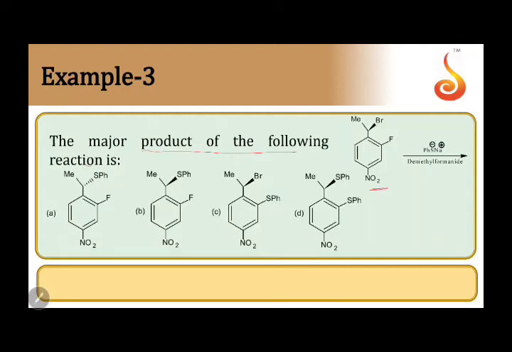This compound is given here. It has many substituents. We have nitro, fluorine. There's a carbon here which is attached to bromine and methyl. This nucleophile is given here, PhS minus Na plus.